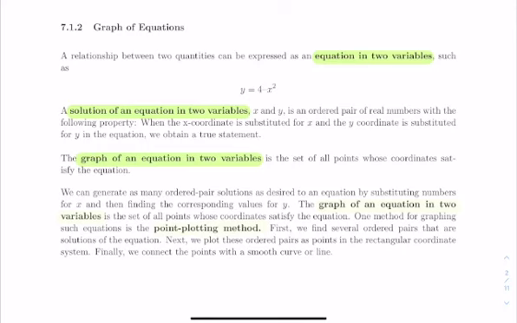We can generate as many ordered pair solutions as desired to an equation by substituting numbers for x and then finding the corresponding values for y. The graph of an equation in 2 variables is the set of all points whose coordinates satisfy the equation. One method for graphing such equations is the point plotting method.